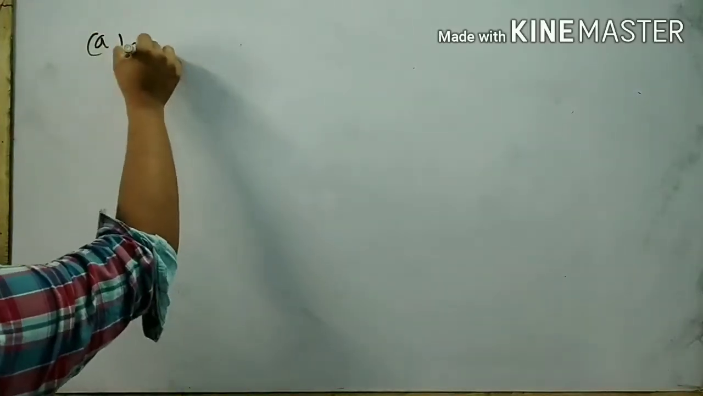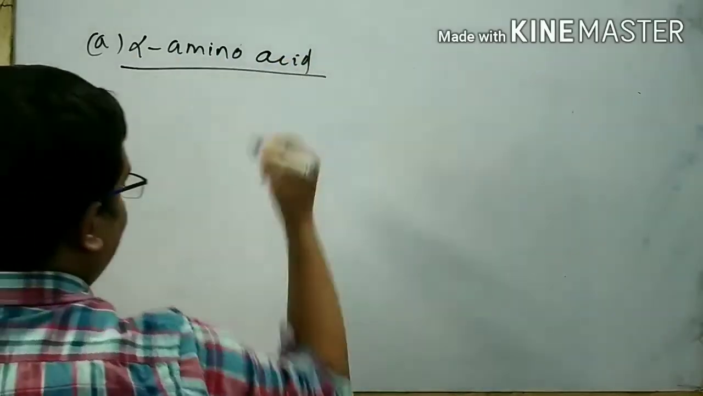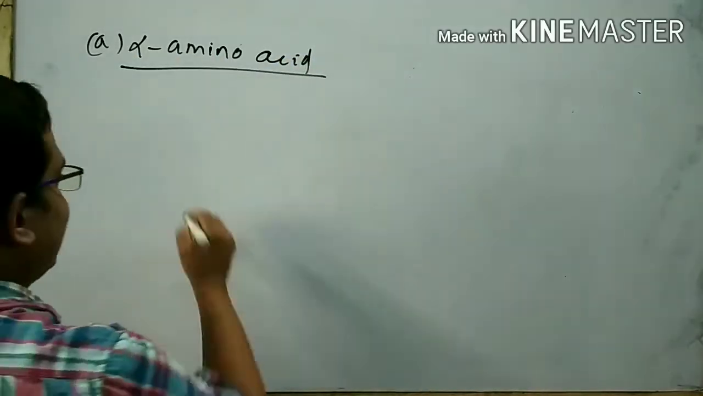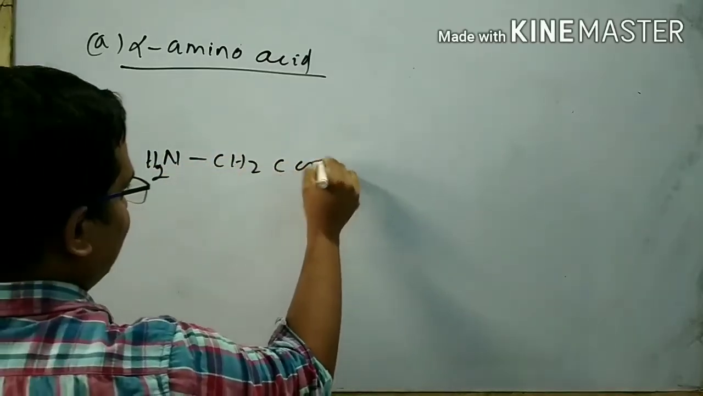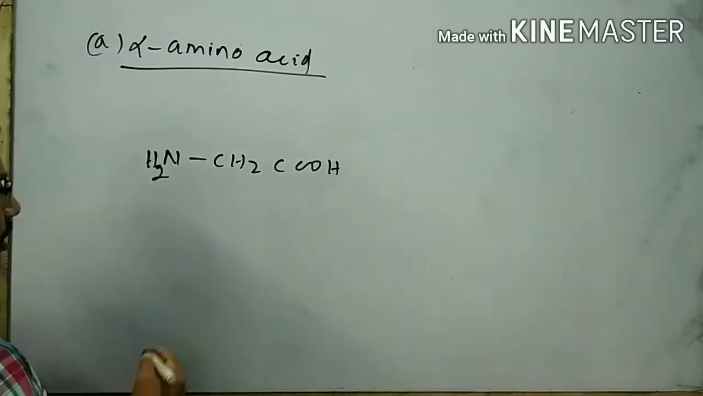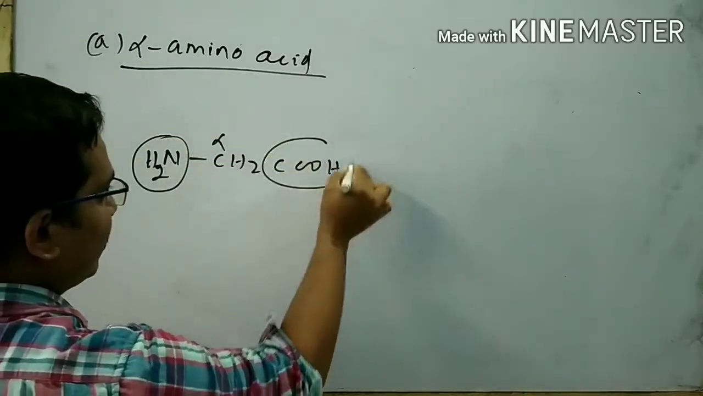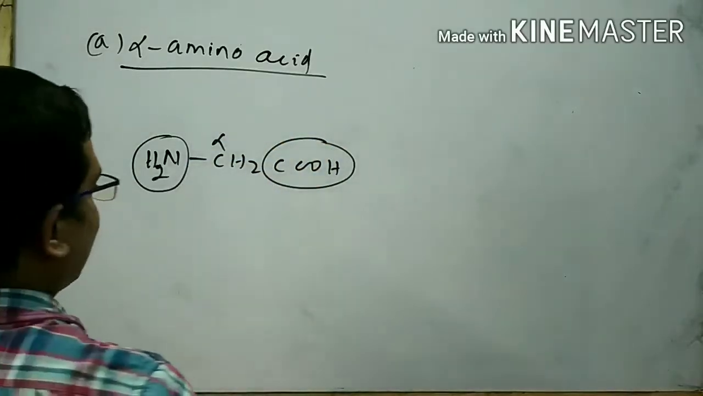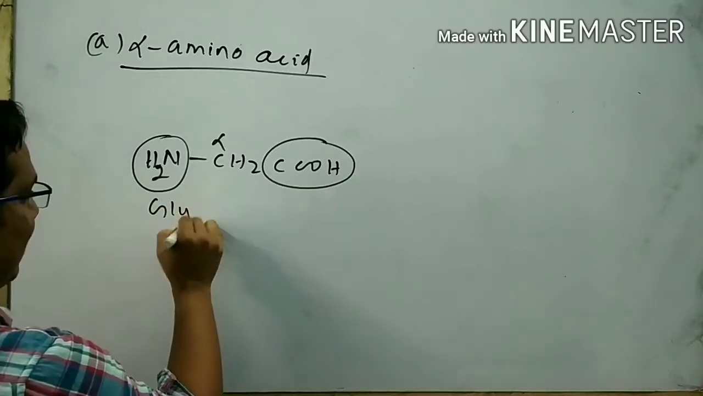Now I will discuss the alpha amino acid. Take an example of an alpha amino acid, NH2-CH2-COOH. This is said to be an alpha amino acid because the NH2 group is attached to the alpha carbon with respect to this functional group. The name of this alpha amino acid is glycine.